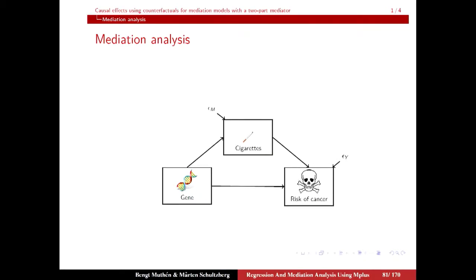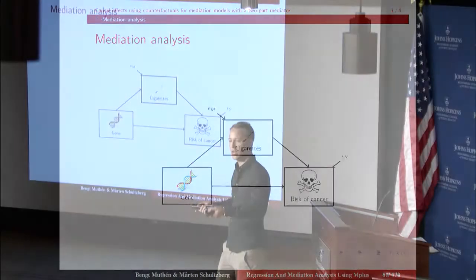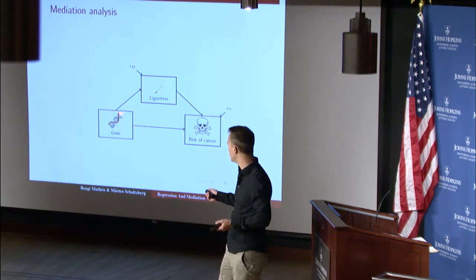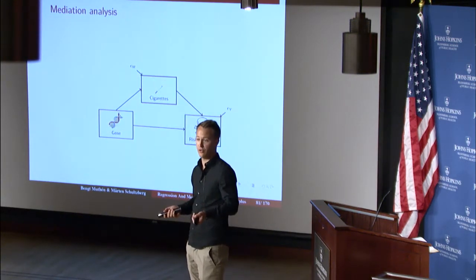So the story here is that if you have this gene, then you're known to have a higher risk of cancer. But the problem is that if you have this gene, you're also known to smoke more cigarettes on average.